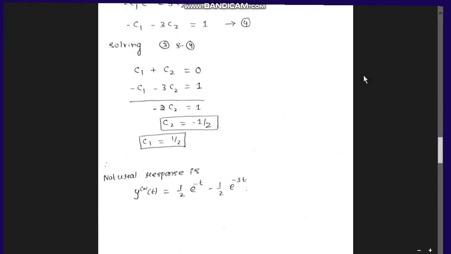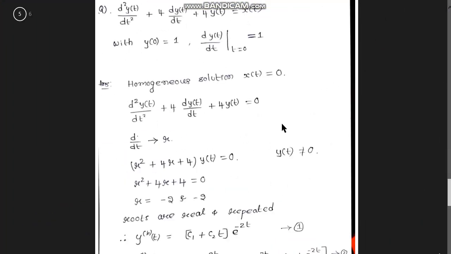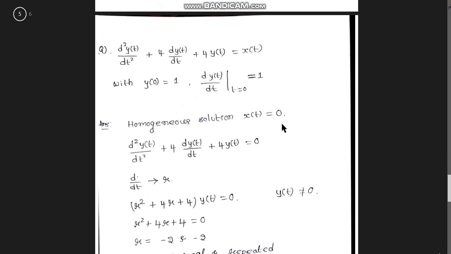Today we'll continue the solution for difference and differential equations. The question is d square y of t by dt square plus 4 times dy of t by dt plus 4 times y of t is equal to x of t, with the initial conditions y of 0 is equal to 1 and dy of t by dt at t equals 0 is equal to 1.